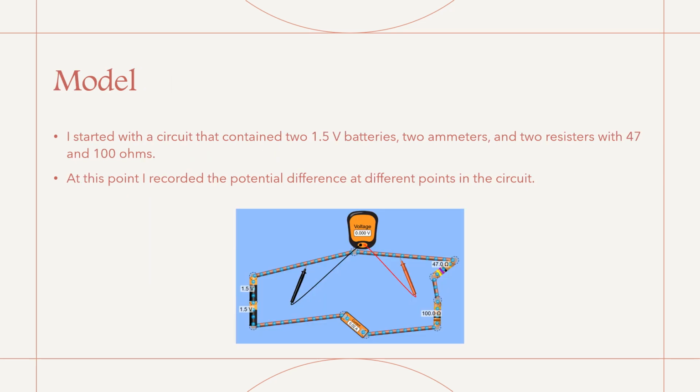So here's the model that I used for the first part of the lab. I started with a circuit that contained two 1.5 volt batteries, two ammeters, and two resistors with 47 ohms and 100 ohms. At this point, I recorded the potential difference at different points in the circuit.